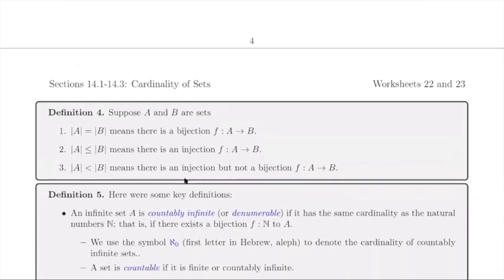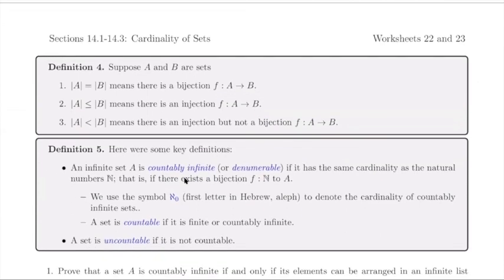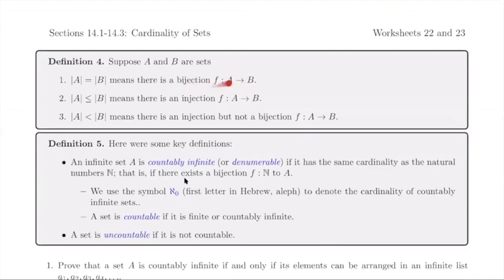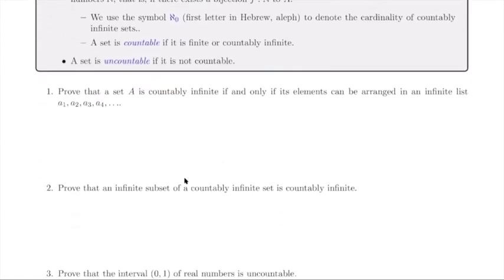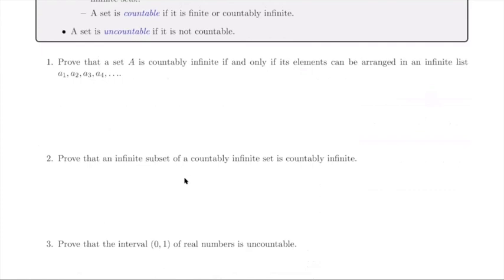And then cardinality of sets were the last two worksheets that we've done. The main idea here is how to prove whether two sets have the same cardinality. And again, the key here is, can we show that there's a bijection between the two sets? And if we want to prove that something is countably infinite, then we're looking for a bijection from N to A. And then here were some key results that we proved, really a number of these in the last class.